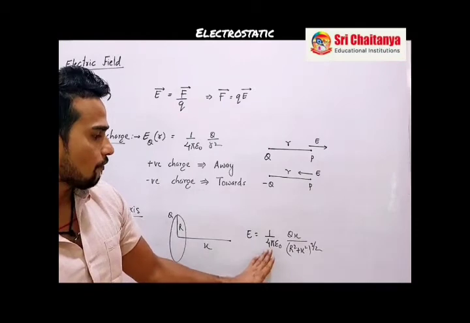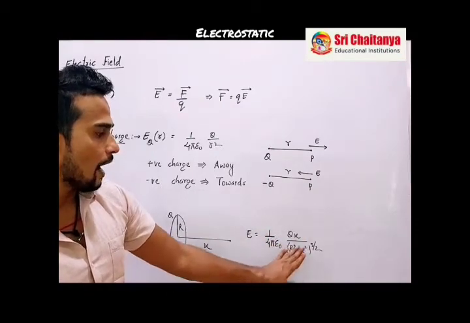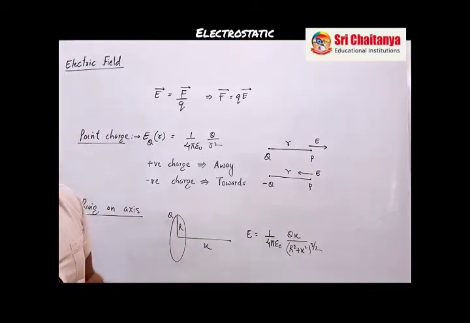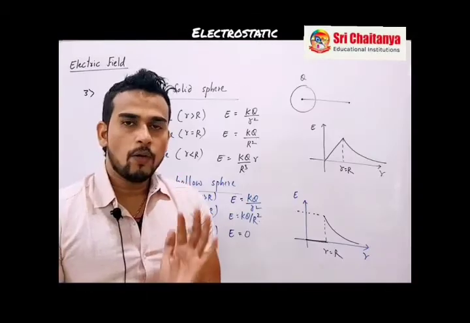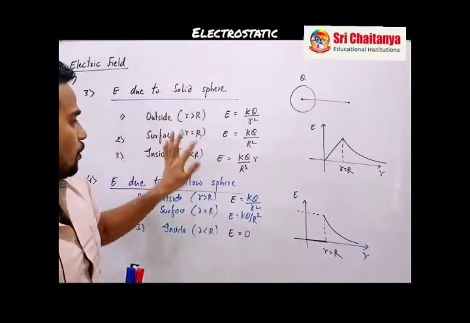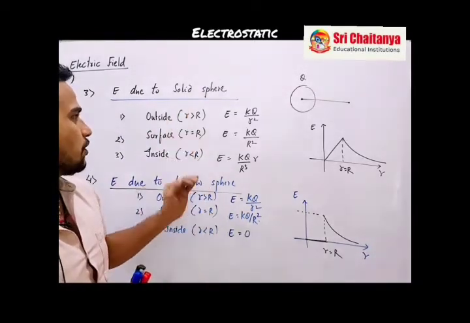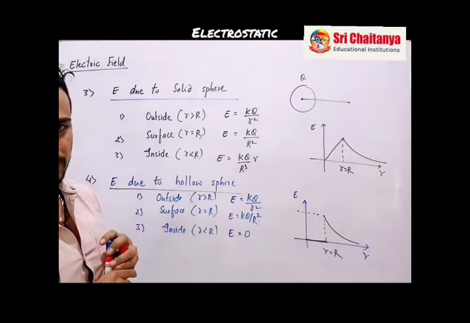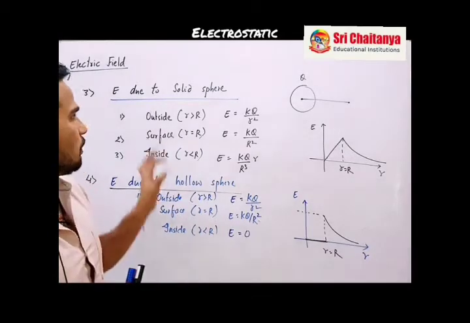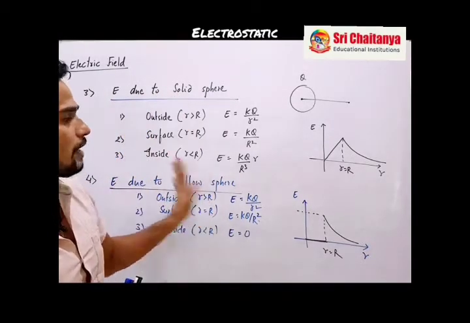This is the value of electric field on the axis of a ring, 1 by 4 pi epsilon naught qx upon (r square plus x square) to the power 3 by 2. What is x? Distance on the axis. Now we will talk about electric field due to two more important structures. Normally we get these structures in Gauss Law, but since we are revising these things, we'll talk about electric field due to solid sphere and due to hollow sphere here only.